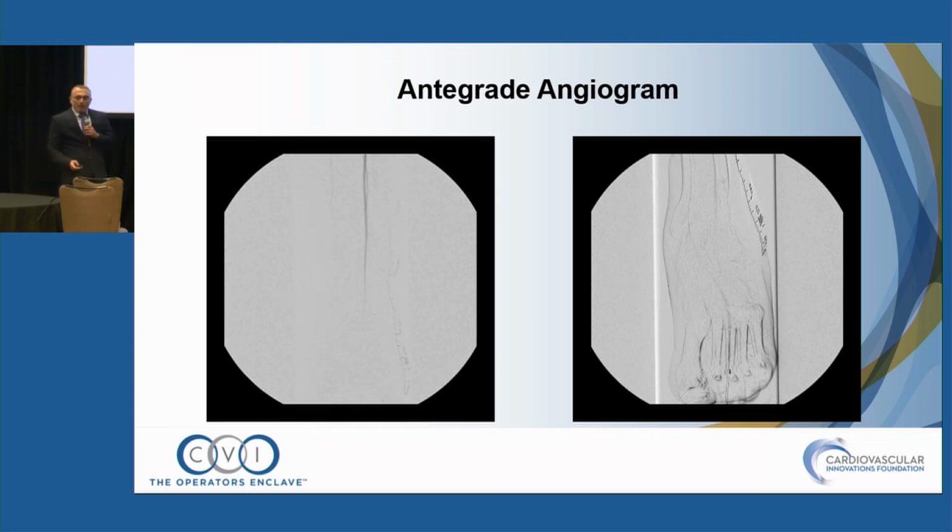So from above, you see the AT coming down, and below the ankle, there's a little movement artifact, but the DP really is nothing. There's no PT to speak of beyond the mid-calf, and then the peroneal is a trivial vessel.